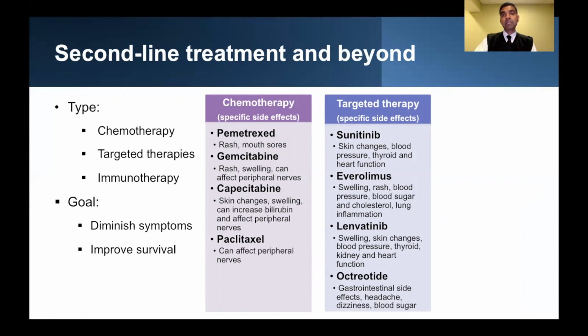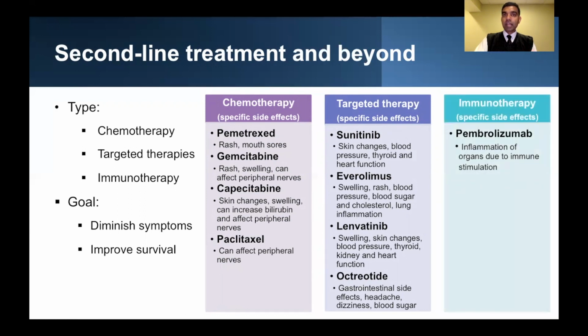Sunitinib and lenvatinib are effective against thymic carcinoma. Octreotide is effective against thymomas that express a certain receptor called somatostatin, which can be detected by special scans. And everolimus is effective against both histologies.